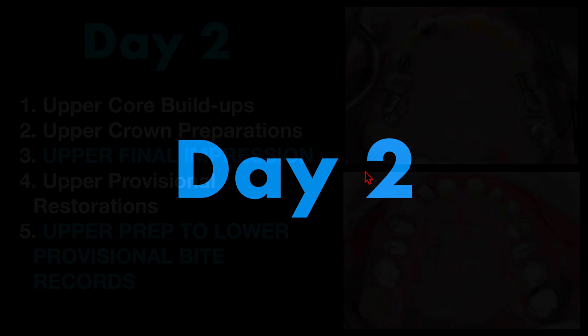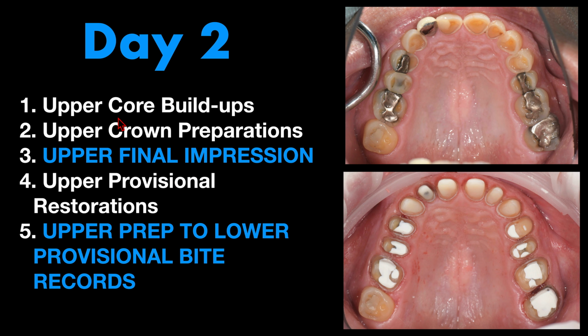Day 2, we're doing upper core buildups, upper crown preparations, upper final impression, upper provisionals, and if possible, I would do an upper prep to lower provisional bite record. Now, after the patient's been through 2 days of prepping, their muscles might be pretty fatigued and you may not get a very good bite record. So I always plan my provisionals out so that I can take the bite record down the road if needed.